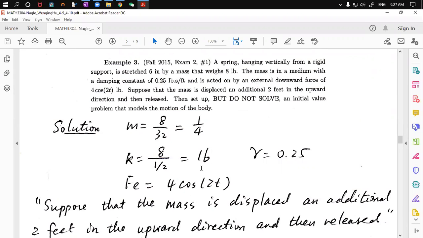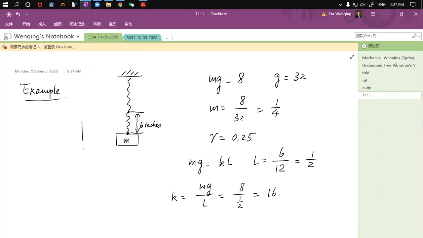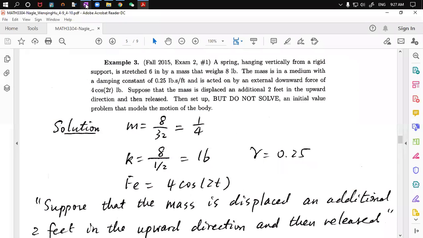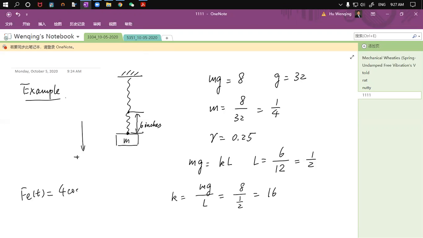So downward, remember, the downward direction is positive, right? We talked about it last time, that the downward direction is going to be positive. So you have to know the external forcing, right? The external forcing is 4 times cosine 2t, okay? So 4 times cosine 2t.